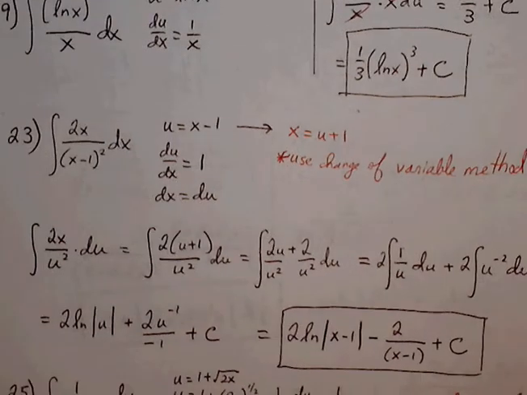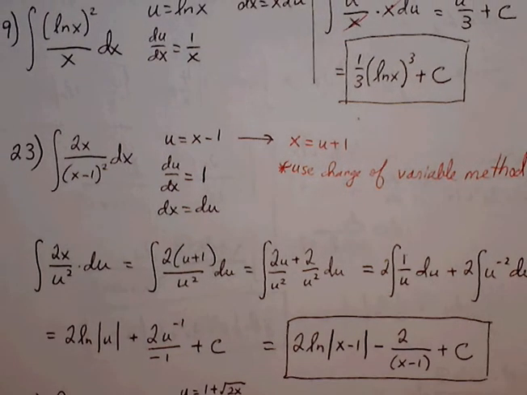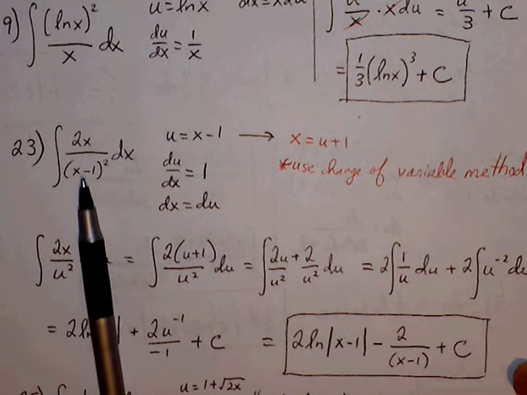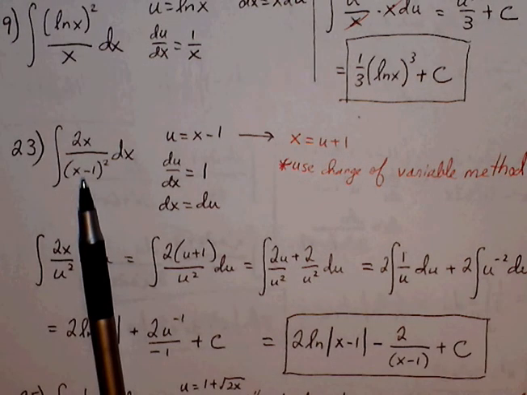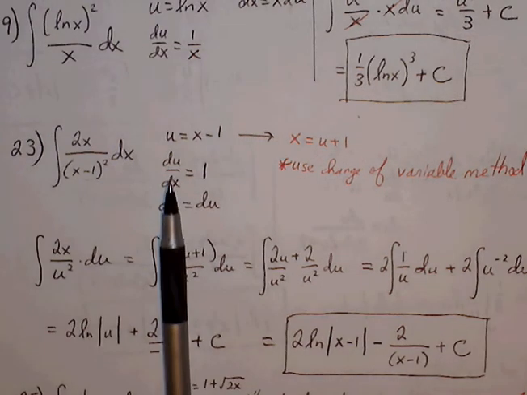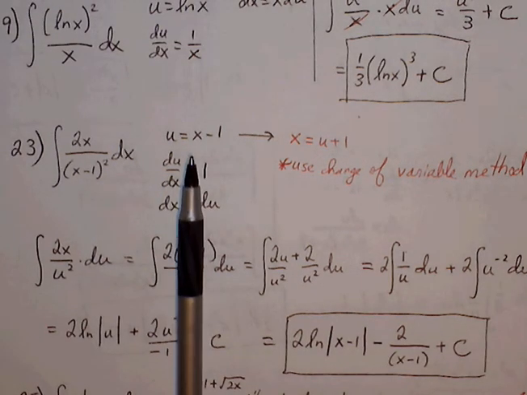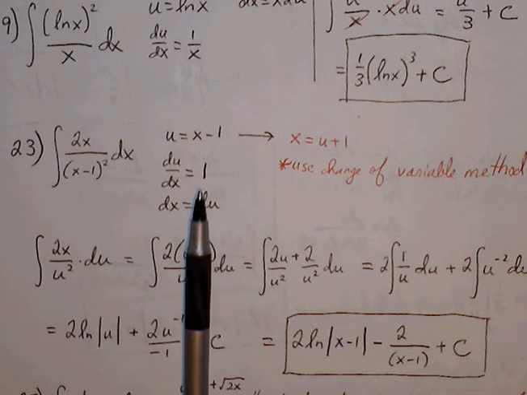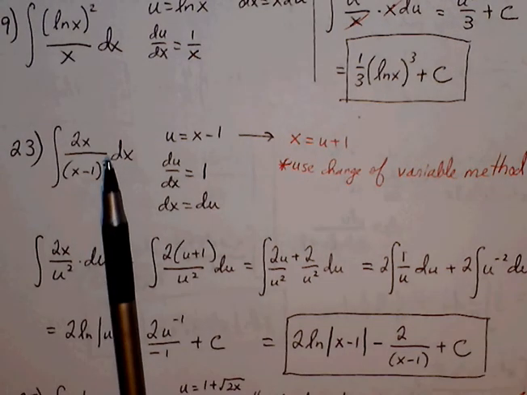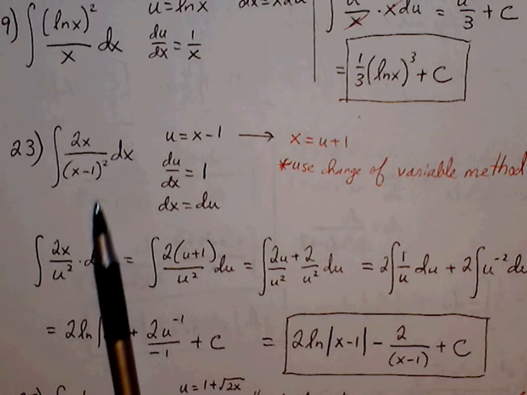All right, 23. We look at u substitution because power rule alone is not sufficient. The u value is what's inside the parentheses, which is x minus 1. Find the derivative with respect to x. So x becomes 1, 1 goes to 0, cross multiply, dx is du. So we're left with the integral of 2x over u squared times du.